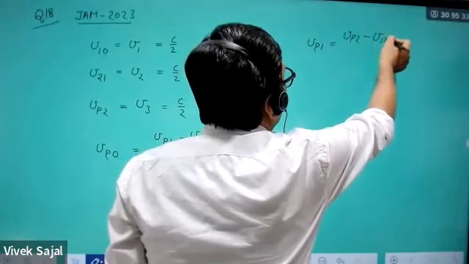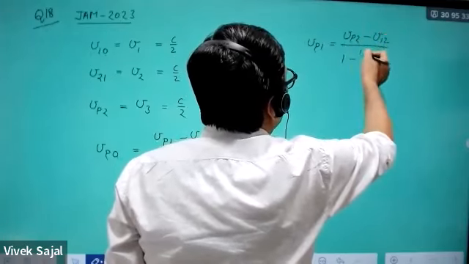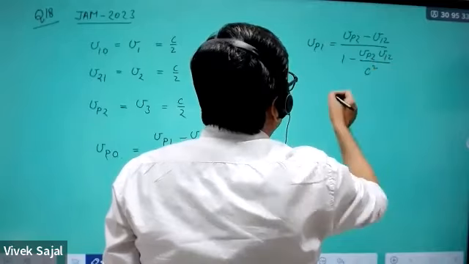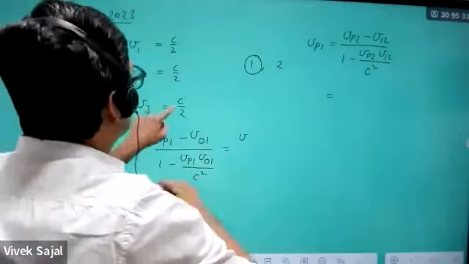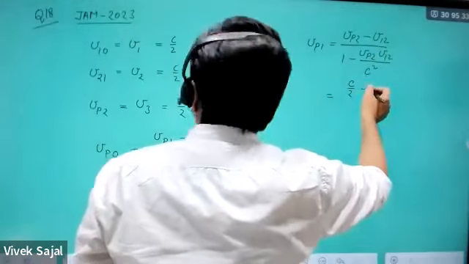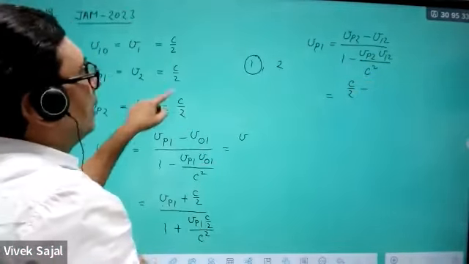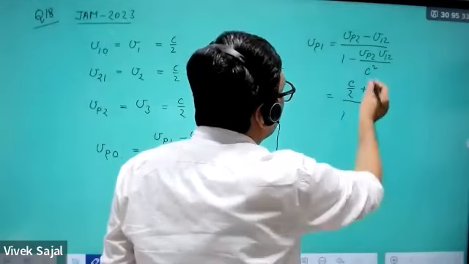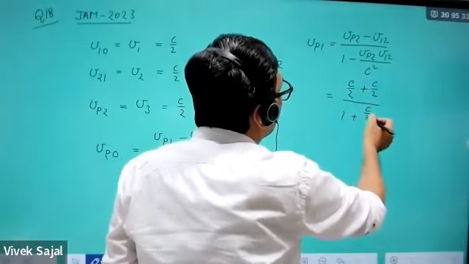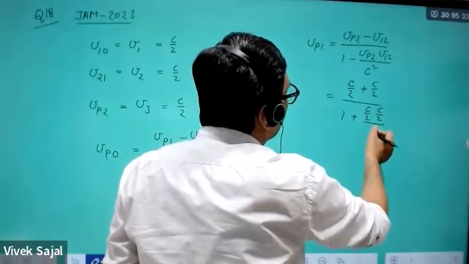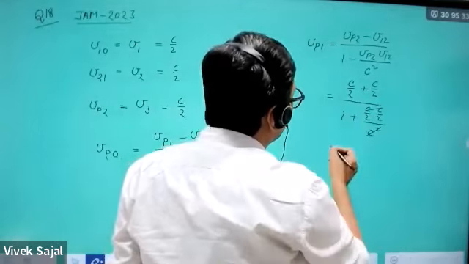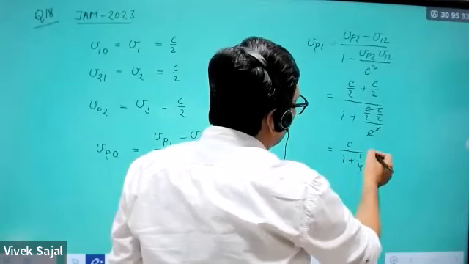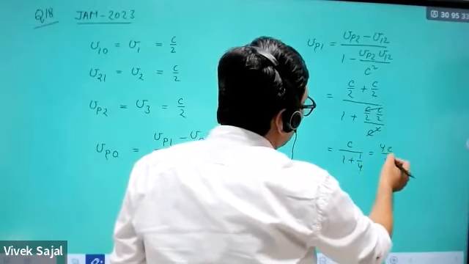So I will write VP2 minus V12, divided by 1 minus VP2 V12 over c squared. VP2 is c/2, and V12 will be the reverse of this, minus c/2. So it will be plus: c/2 plus c/2, divided by c squared. This cancels out, so it will be c divided by 1 plus 1/4. So this will be 4c/5.